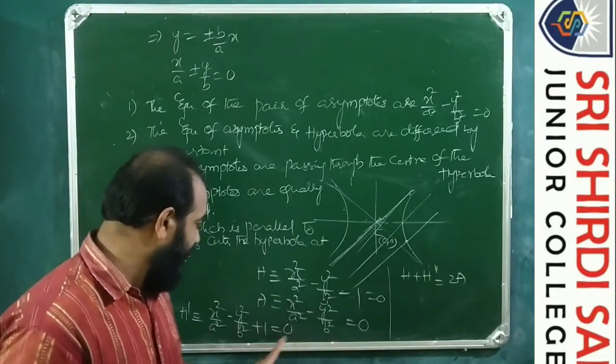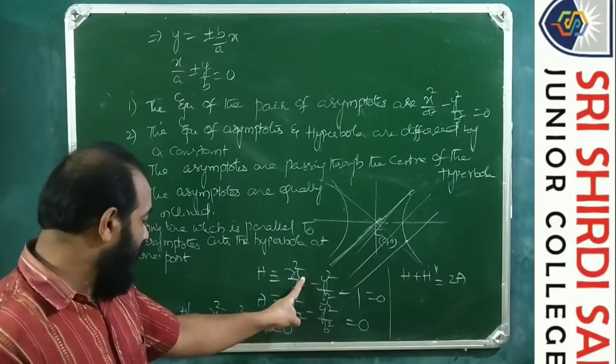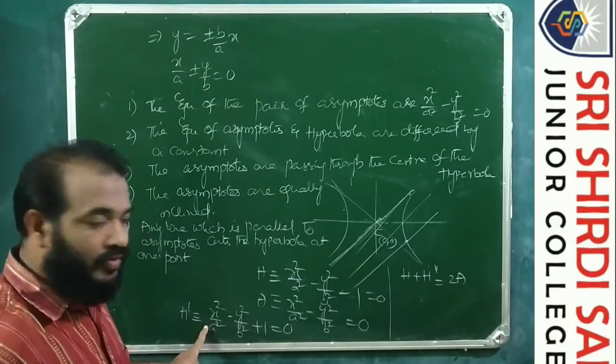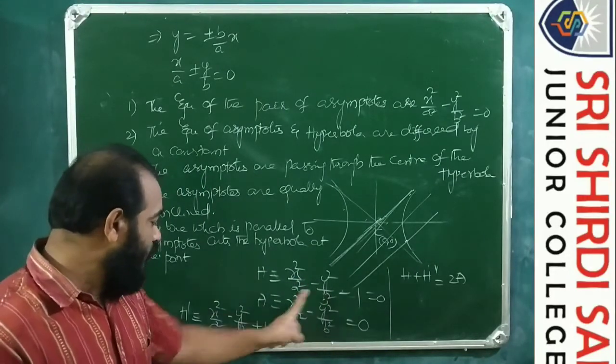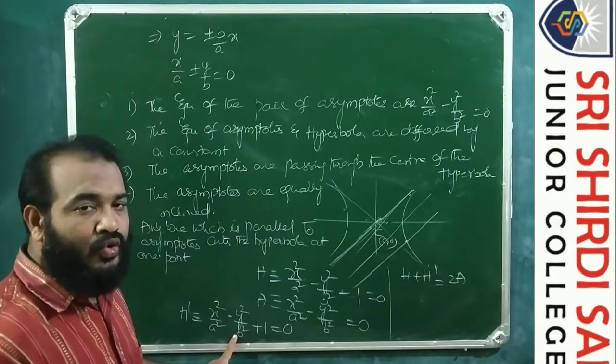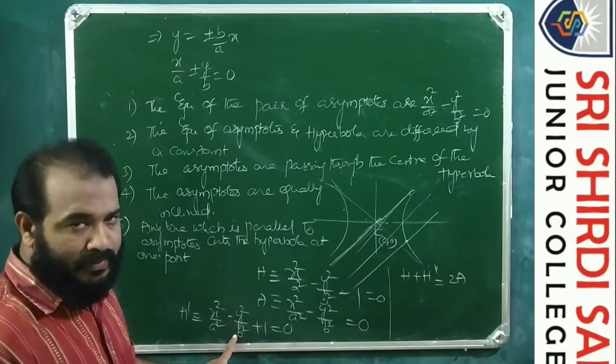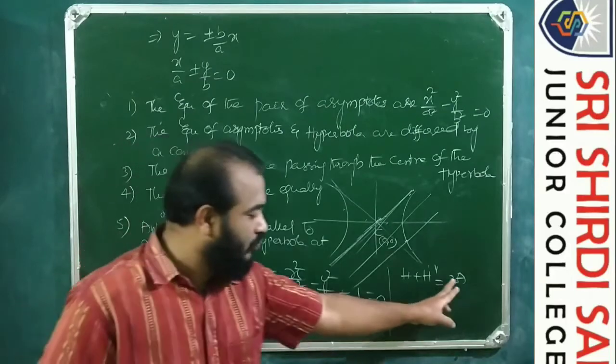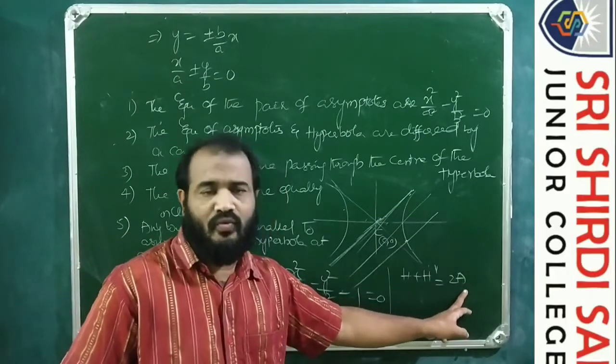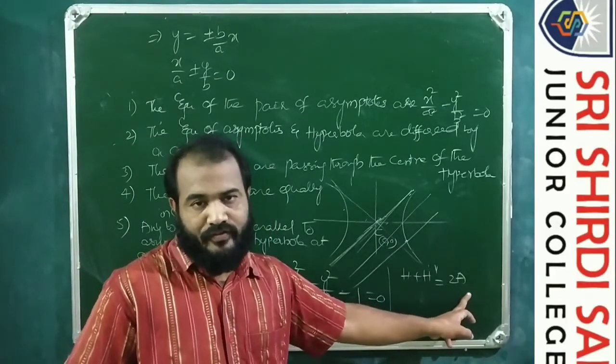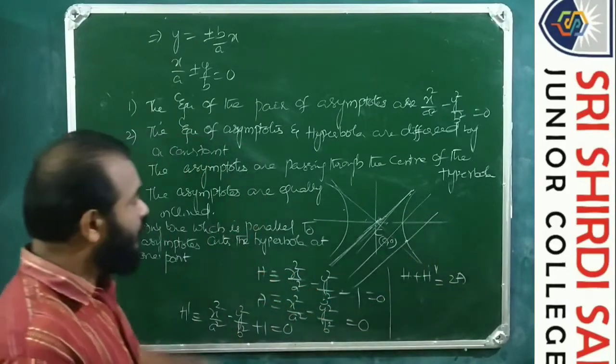So these two get cancelled. So x square by a square plus x square by a square is 2x square by a square, minus y square by b square minus y square by b square is minus 2y square by b square. So if you take 2 common, we will get x square by a square minus y square by b square there.